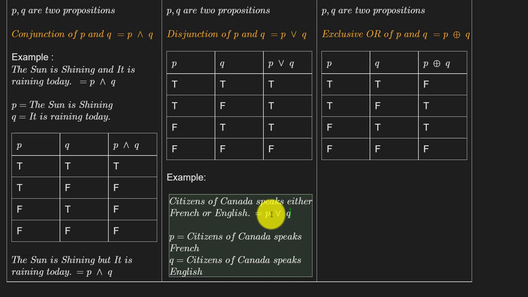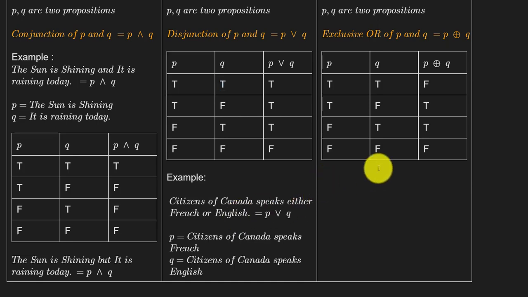Now think about this one. There could be a citizen who knows both of these languages, both English and French, right? So this is a case of inclusive OR. That means both of these propositions can be true in this scenario. So this is an inclusive OR case. Now in computer science or in mathematics generally, when we talk about OR, we generally talk about inclusive OR, until and unless we explicitly mention that it's an exclusive OR.